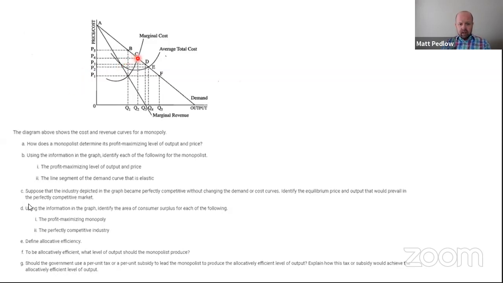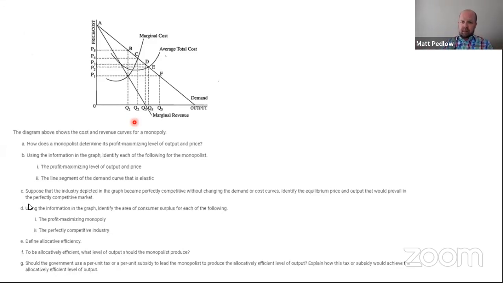So once again, if you're allocatively efficient right here, and that's down at Q2, so you always have to go down. Remember, don't put C. C's not an output level. C's just a point on the demand curve. So you'd want to say Q2, and then G. So if the monopolist is producing at Q1, but allocative efficiency is out here at Q2, then you guys are smart. You need to produce more.